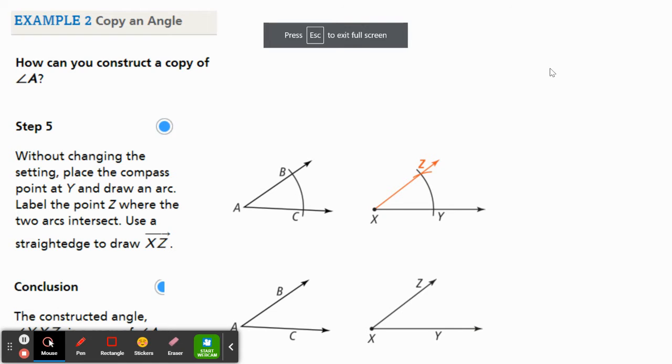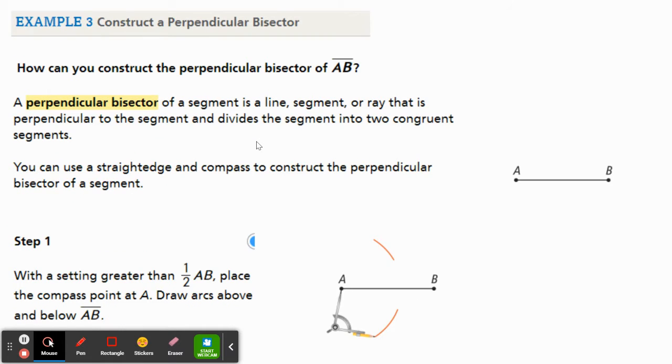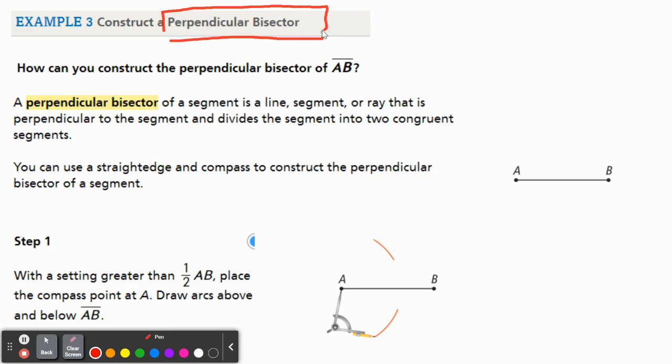Okay, so we have two more constructions here in lesson 1.2. So let's move right on ahead. Now we're going to do what's called a perpendicular bisector. Perpendicular means right angles, bisector means two congruent parts. So when we construct the perpendicular bisector of segment AB, we're going to make a line that's going to be perpendicular to the segment, and it's going to divide the segment into two congruent segments.